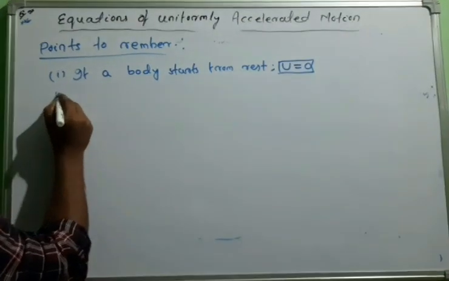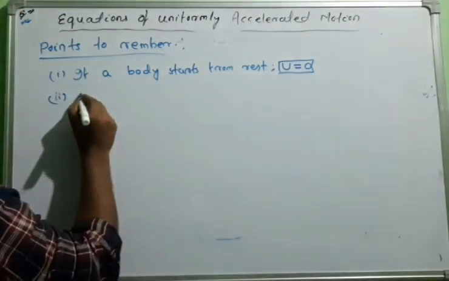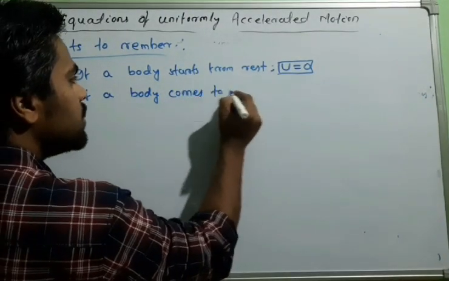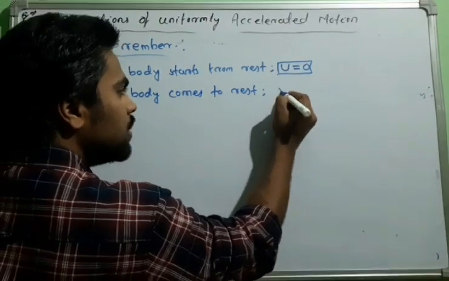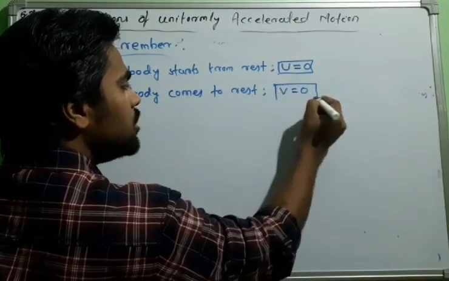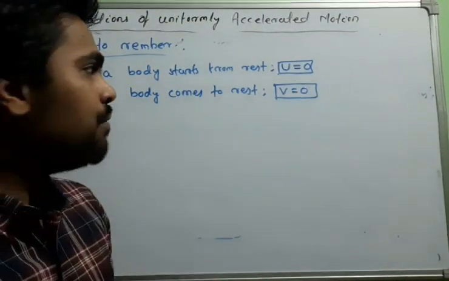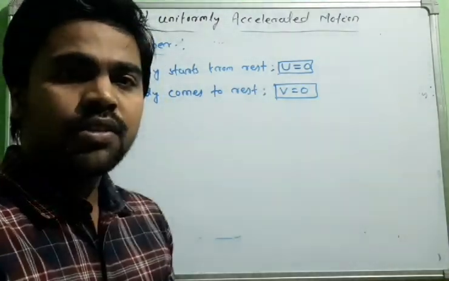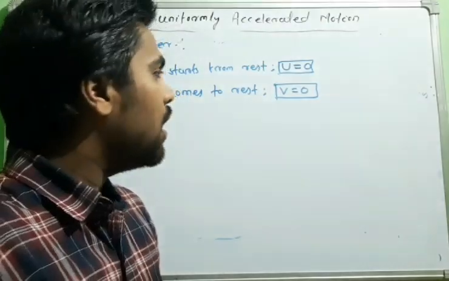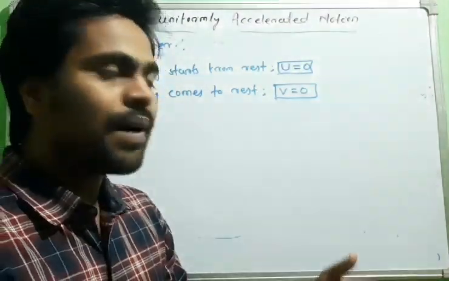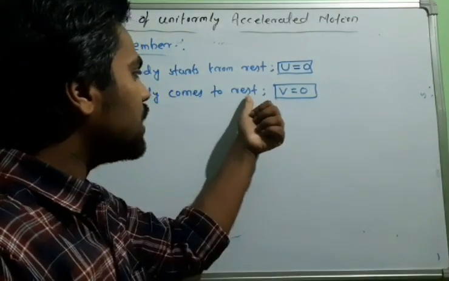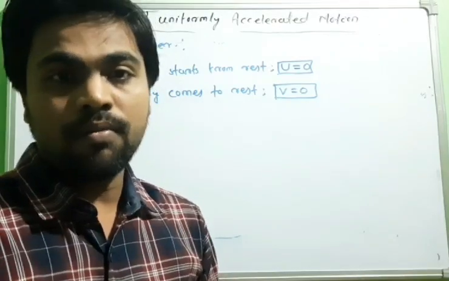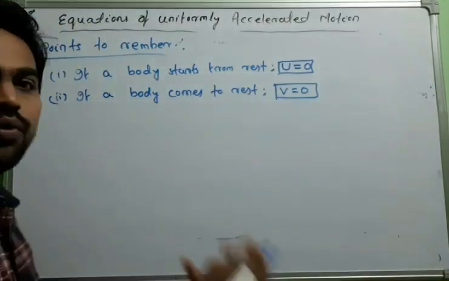Next, second point, most important point you have to remember. If a body comes to rest, that is final velocity. You have to apply final velocity is equal to 0. If your problem says a car is moving with 2 meter per second velocity, by applying some brake, after 3 seconds the body comes to rest, that means final velocity V is equal to 0. You have to apply this when this type of word, body comes to rest, is coming.